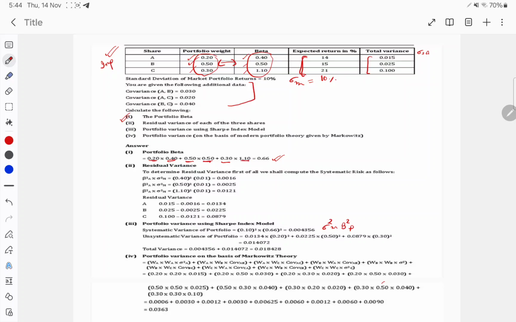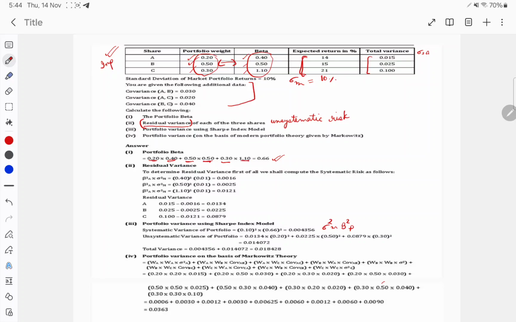which is the portfolio beta. The second question, which is very important because people don't understand what it means: residual variance of each of the three shares. You have to calculate residual variance. So basically residual variance is unsystematic risk. You have to calculate unsystematic risk. So wherever in the exam this word is used, residual variance, do keep in mind this means unsystematic risk.